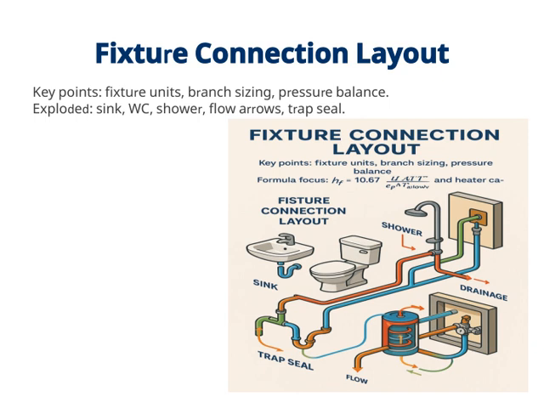Now, on this exploded view, you can see the individual fixtures, like the sink, water closet, and shower. Notice the flow arrows indicating how water moves from the main supply through each branch. And don't forget the trap seal. It's crucial for preventing odors from entering the space. Understanding this layout helps us design a plumbing system that's both reliable and efficient, tying back to our overall goal of creating a safe and functional building.